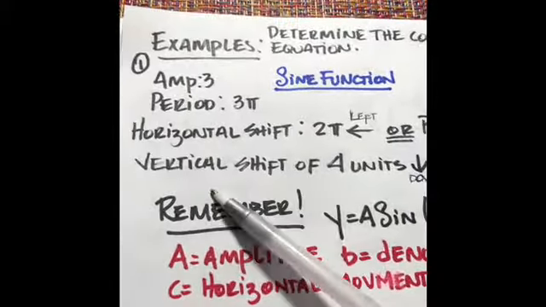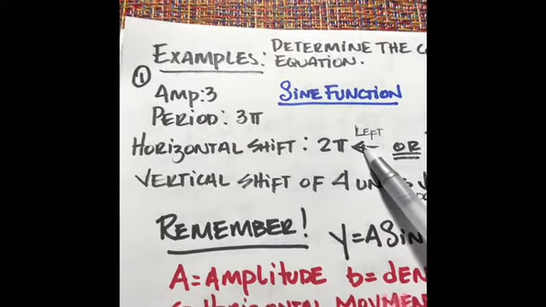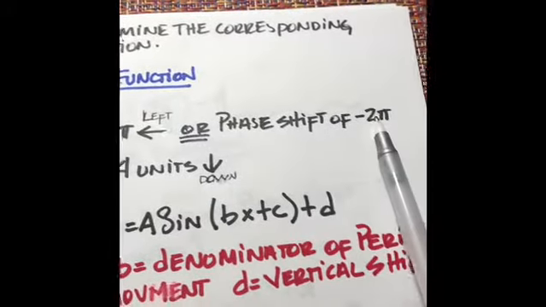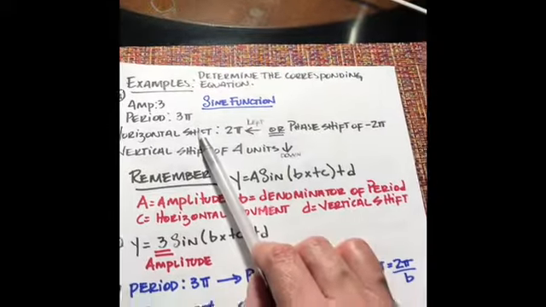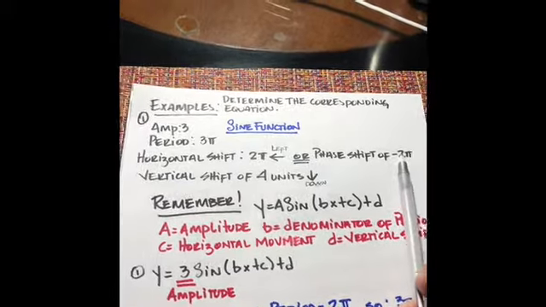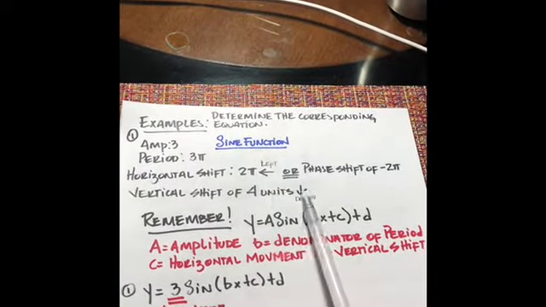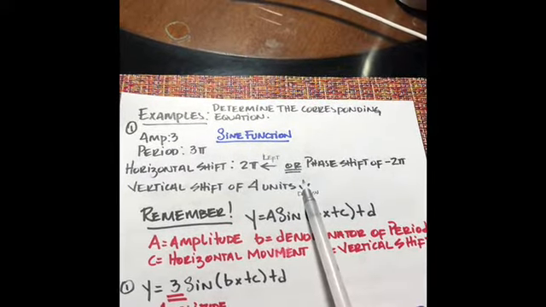Remember, if they tell it to me in terms of horizontal shift, they are going to be telling me the direction. I have to figure out the sign. Or a phase shift of minus 2 pi. It can come in either of both ways, as a horizontal shift of 2 pi to the left or a phase shift of minus 2 pi. Then they are telling me a vertical shift of 4 units down; they will have to tell me the direction.